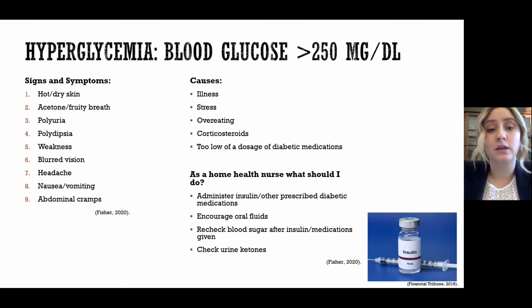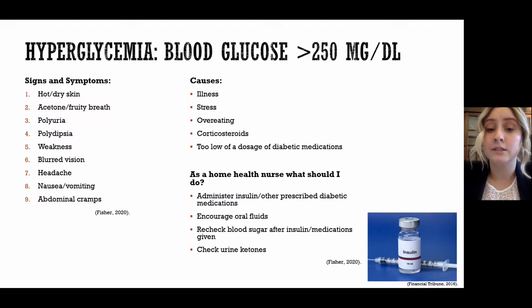Some of the causes could include illness, stress, overeating, taking corticosteroids, or taking too low of a dose of a diabetic medication. So, as a home health nurse, if this happens to you out in the field, what should we do? Administer insulin or other prescribed diabetic medications. Encourage oral fluids. Recheck the blood sugar after the insulin or medication is given. And check your urine ketones.